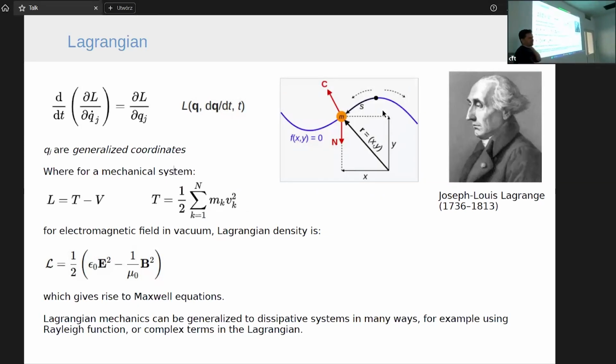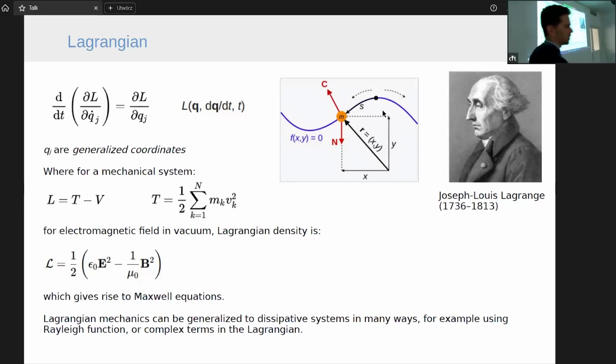Because to quantize a system, I need to go through the Lagrangian and Hamiltonian. So, what is the Lagrangian for? Basically, let's say we have just a mechanical system, and we want to describe the motion of some massive particles. We can use Newton equations, and that's fine. All is fine with that.